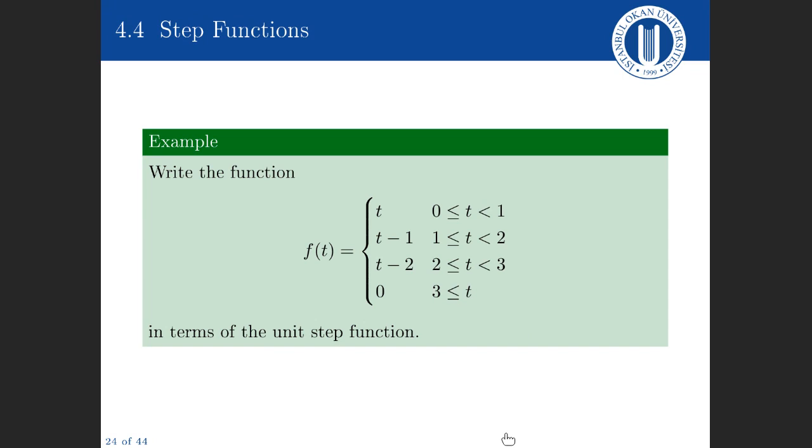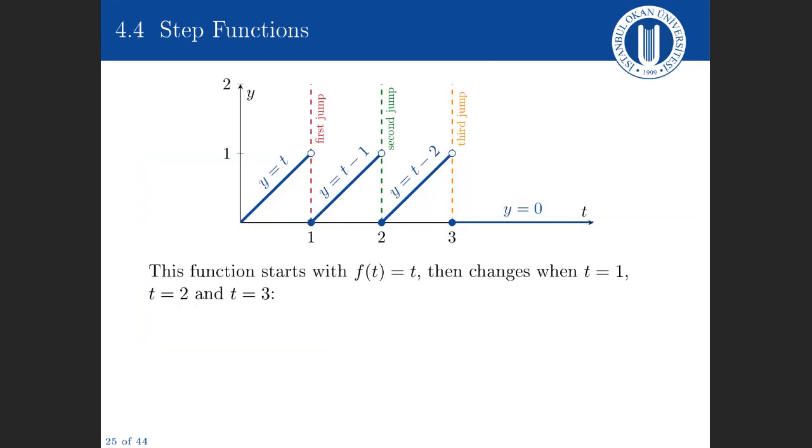Let's do another one. Write the function f of t is equal to first t, then t minus 1, then t minus 2, and then 0 in terms of the unit step function. Let's start with a graph of this function. The first part is y is equal to t, and then there's a jump or a discontinuity, a change, and then we have a little piece of y is equal to t minus 1, and then there's another change or jump.